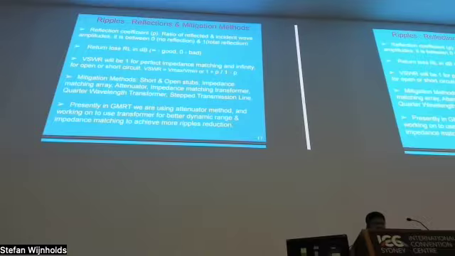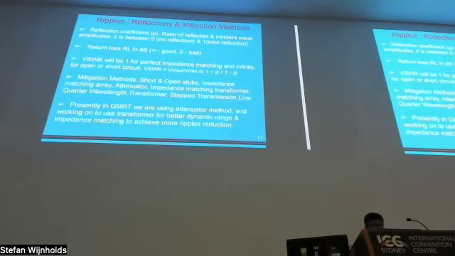Mitigation methods. Based on the type of transmission lines, we use different types of mitigation methods. Short and open stubs are used in waveguides. Impedance matching arrays are used in normal cases, and attenuators, impedance matching transformers, quarter wavelength transformers, and step transmission lines are used in various applications based on the frequency and nature of the environment. By considering all these things, we can choose one of the methods.